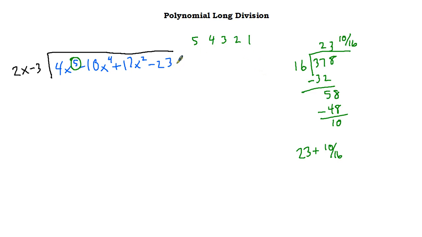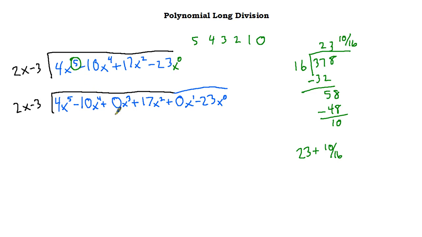And this guy right here, the 23, is really considered negative 23 times x to the 0 power. So in order to be able to divide, I need to have an x to the fifth, an x to the fourth, x to the third, x to the second, x to the first, and x to the 0. If any of those are missing, I must put them in with zeros. So let's see how that looks.